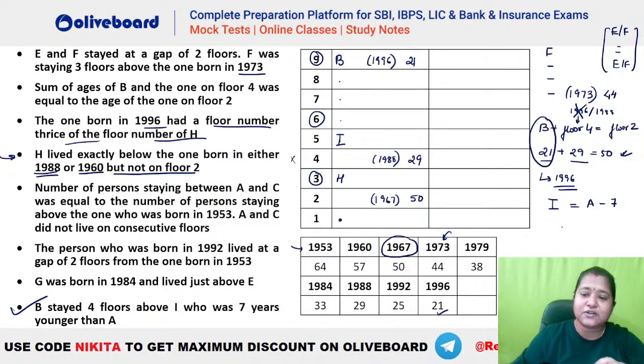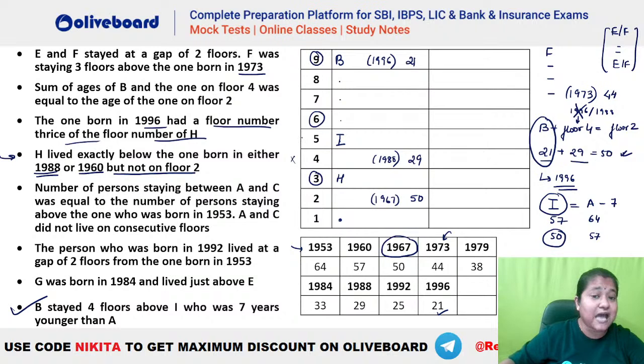Either you take I as 57, in which case A will be 64. Or you can take I as 50, and this person will be 57. Either it is 57 and 64, or 50 and 57. But can I be the person who is 50 years old? Is it a possibility that I is 50 years old?